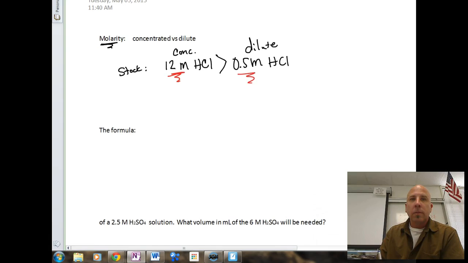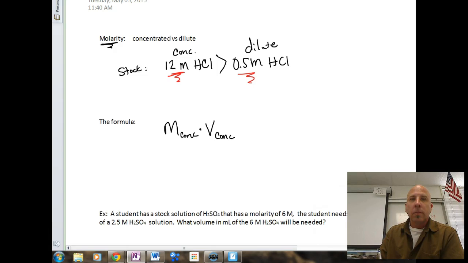Okay, so we do have a formula that we're going to use for what we call a dilution problem, and here's the formula. The formula that we're going to use is the molarity of our concentrated solution, multiplied by our volume of our concentrated solution, and that volume can be measured either in milliliters or liters, and we don't have to automatically convert it to liters like we did in those molarity problems.